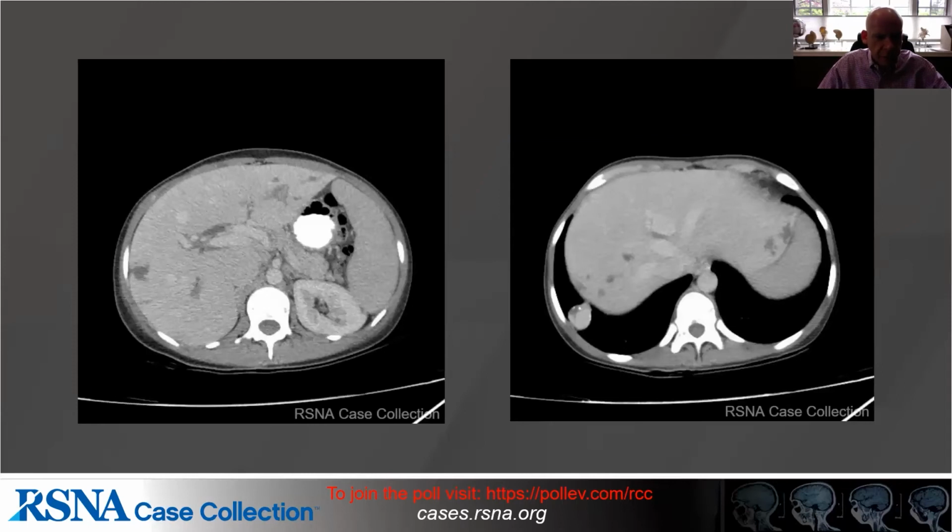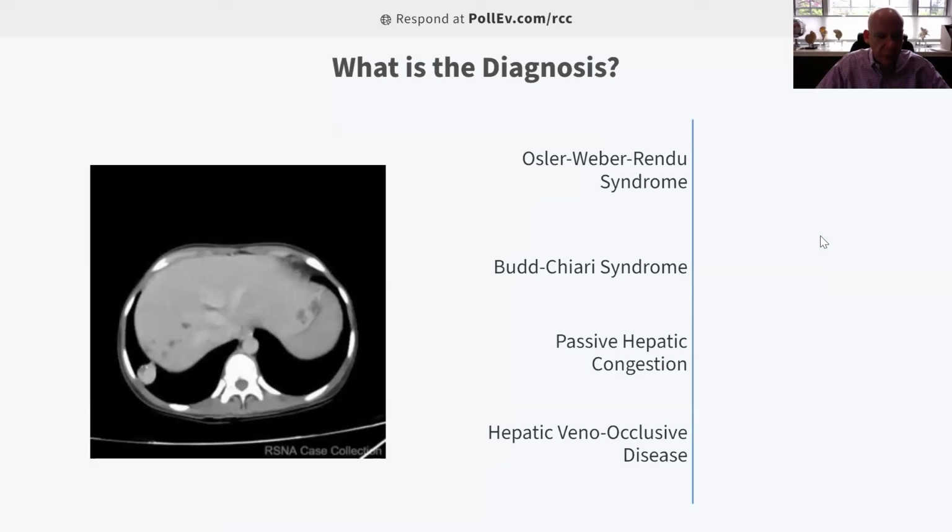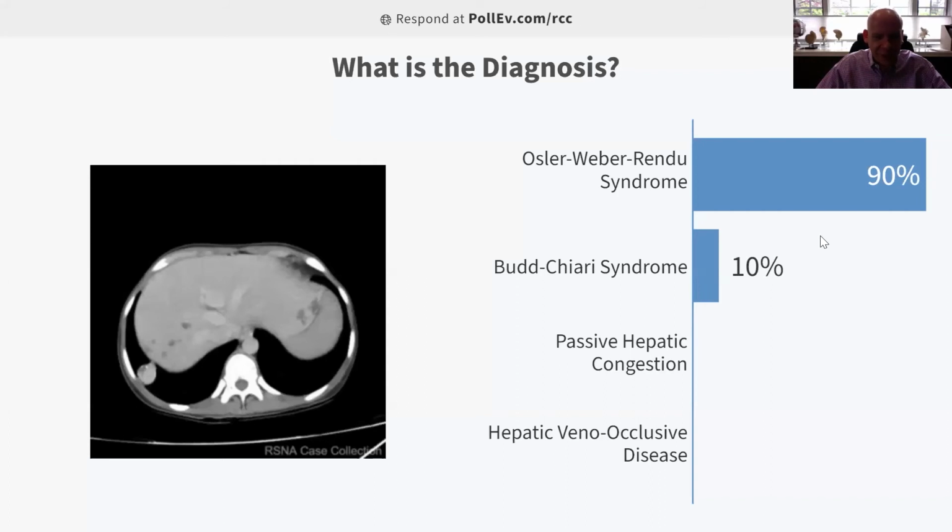On the somewhat delayed images, we see washout of the liver, but still a lot of heterogeneity, as well as some washout of the vascular nodular focus at the right lung base. And so given these CT images and the history, is this Osler-Weber-Rendu syndrome, Budd-Chiari syndrome, is this passive hepatic congestion, or is this hepatic veno-occlusive disease? And so everyone go ahead and vote. We don't have the Jeopardy music this morning, but I'll spare you. I won't sing while you put in your choices.